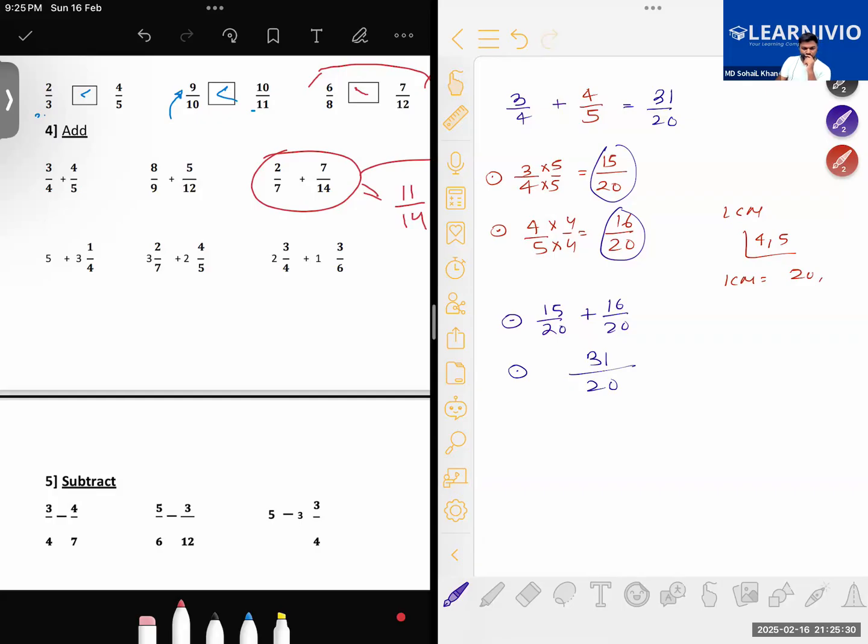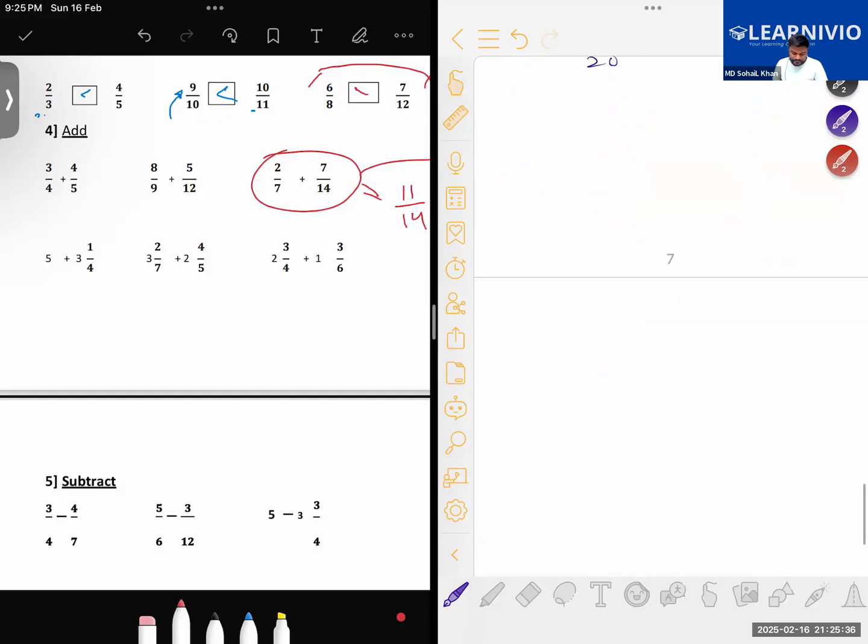For question number 2, it's a bit tricky. I found the LCM first. It's 24. Okay, you're solving for which question? Tell me first of all. 8 upon 9 plus 5 upon 12. The LCM is wrong. There's the problem. We have got 8 upon 9 plus 5 upon 12.